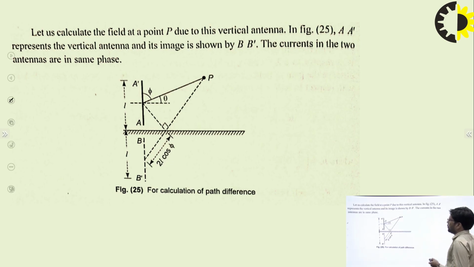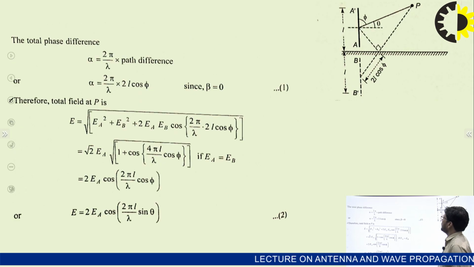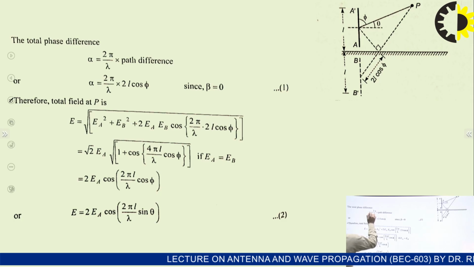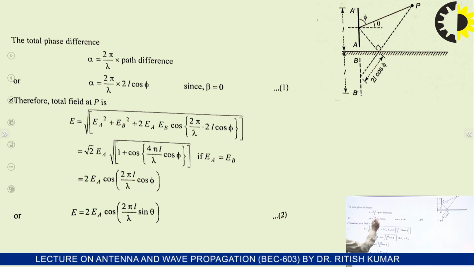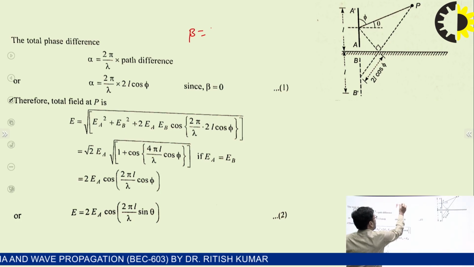So similarly you have to calculate the total phase difference. To calculate the phase difference, first you need to find out the path difference. So this one is the path difference, this is twice L cos phi. Similarly, as we have done in the horizontally placed antenna, here you need to find the total phase difference, which is 2 pi by lambda times the path difference. But previously, for the horizontal case, beta is equal to 180 degree.